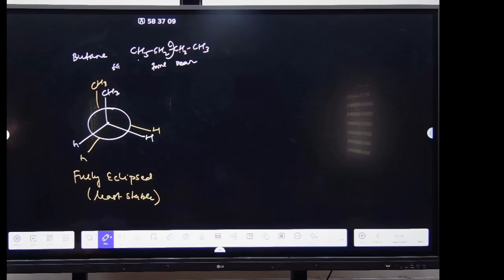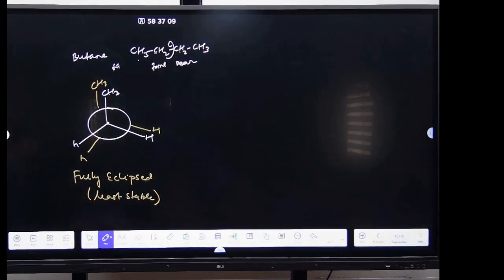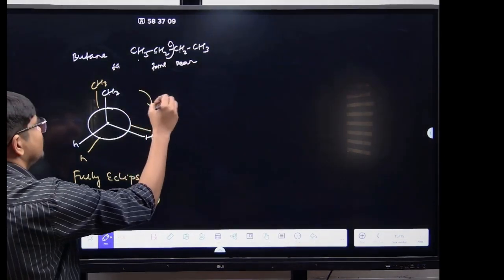Now since bond rotation is possible, let's rotate that bond by 60 degrees. If you rotate the bond by 60 degrees, what will happen?